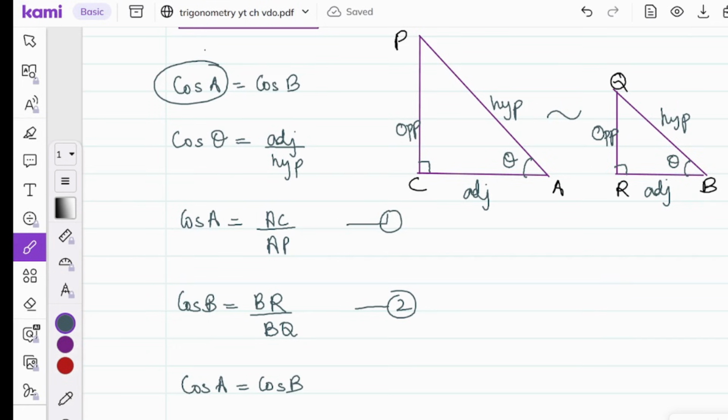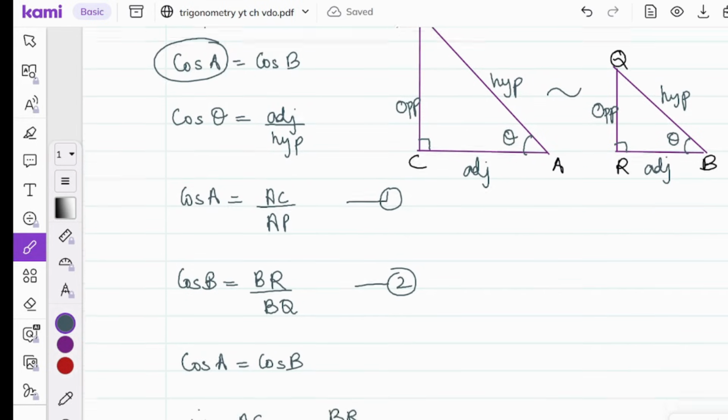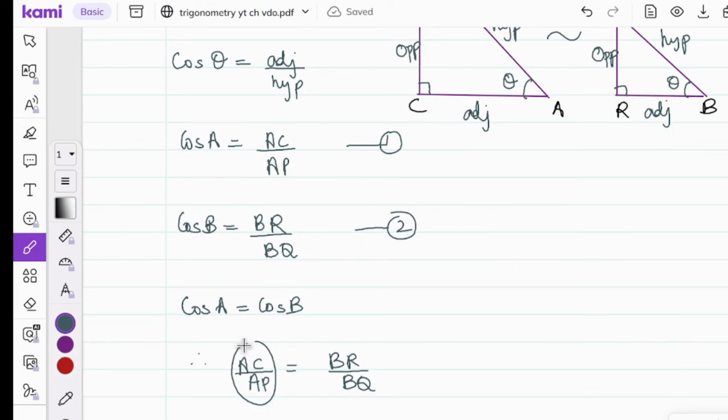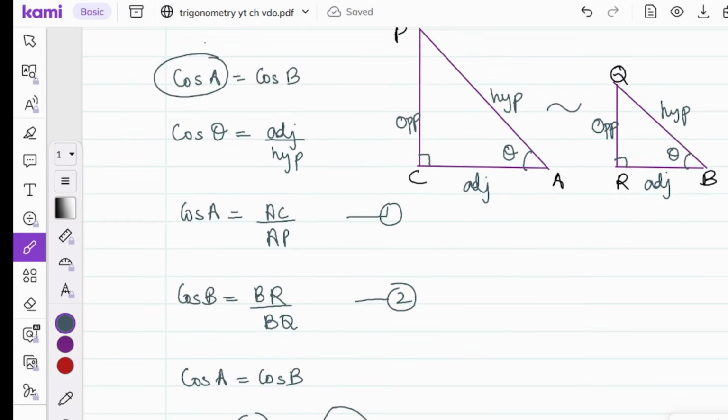So here, nothing related to the angle is given. Only thing I will get from here is this side and this side, right? So I am getting the proportionality of the sides here. So if I am able to prove the third side also proportional, then I can prove that these two triangles are similar. Then once after proving that, I can write angle A equal to angle B. That is the concept for solving this question.